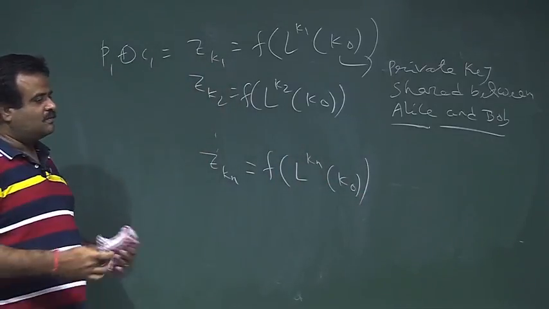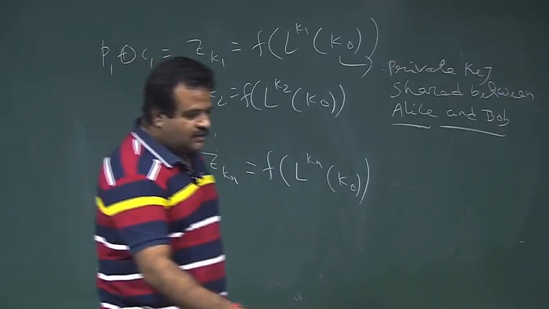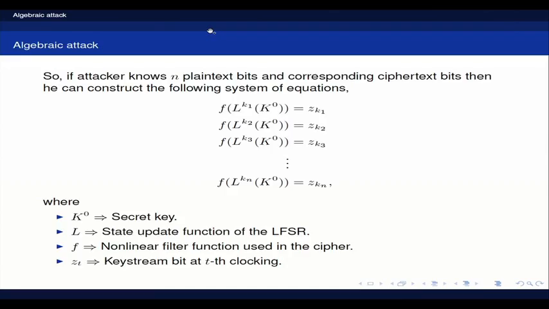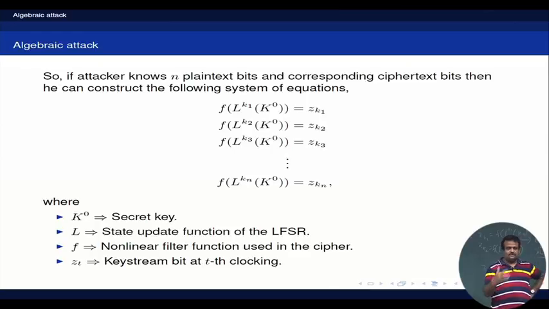So this is a system of equations where k0 is the secret key, L is the state update function for the LFSR, and F is the nonlinear filter function used in the stream cipher, and xt is the key stream bit in the tth clocking, that means the tth key stream bit. But it could be other than an LFSR also, it could be a general stream cipher. Then we have a finite state machine and it is updating.